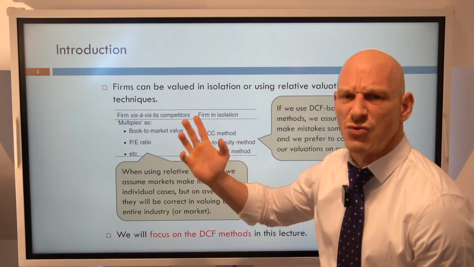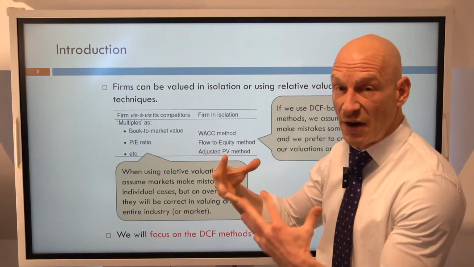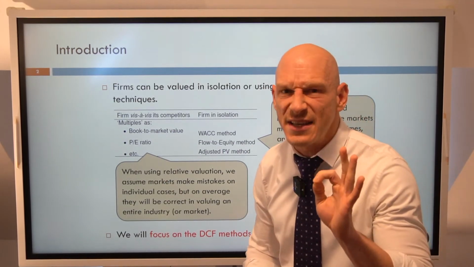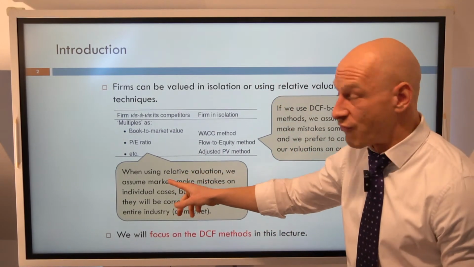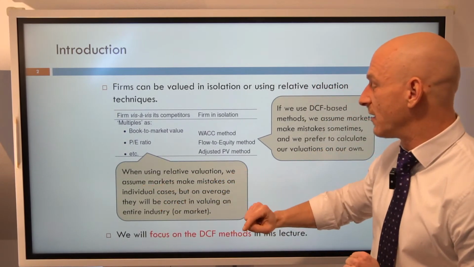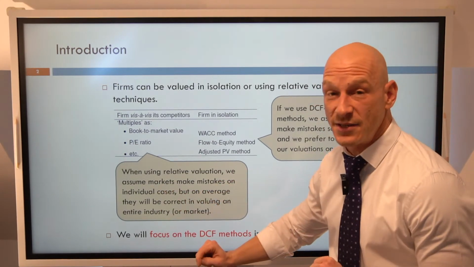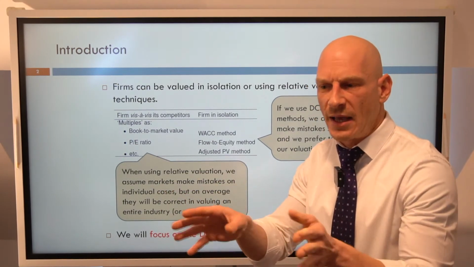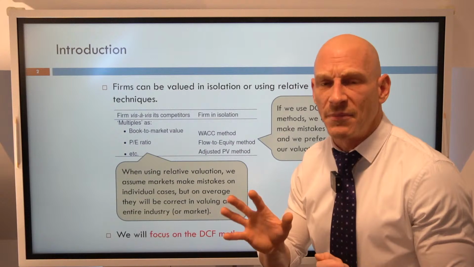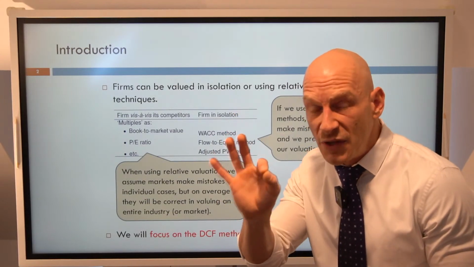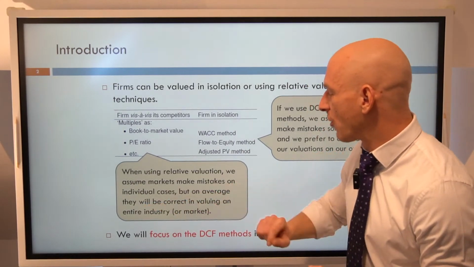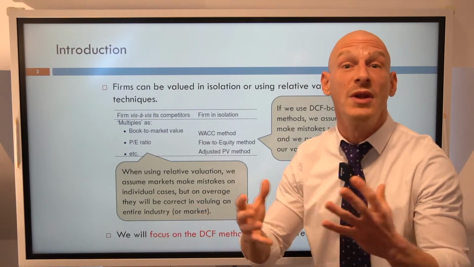Why would we use those relative valuations, figuring out the value of a firm by comparing to other firms? The underlying reasoning is that when we use relative valuation, we make a big assumption. We assume that markets make mistakes on individual cases. When investors analyze firms, they sometimes screw up. They get individual valuations wrong, but on average, they will be correct in evaluating a whole industry.